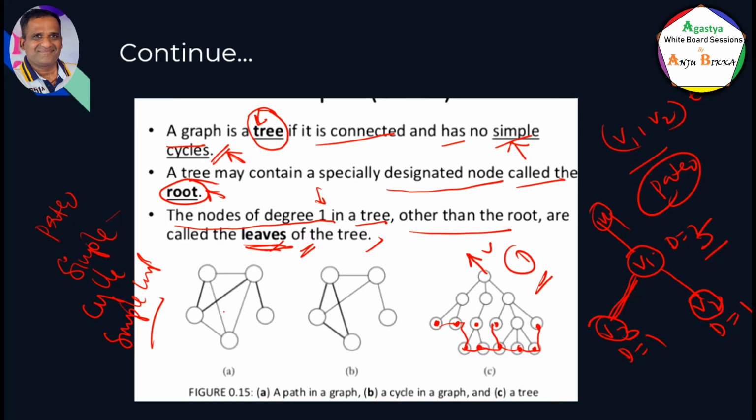Now we can say, here is a path in a graph. So if we take this, this is one path. Then what is a cycle? A cycle is like this, if we go on here. And this is a tree.